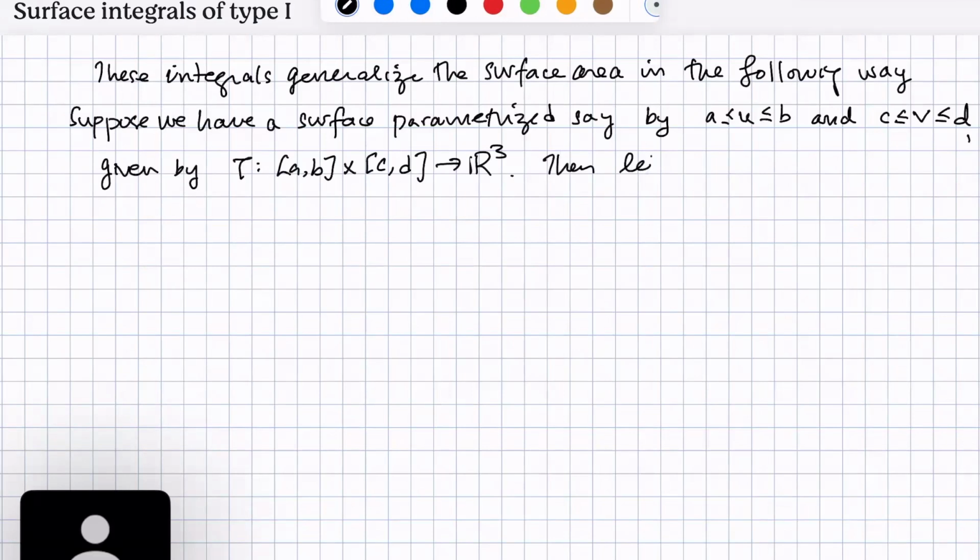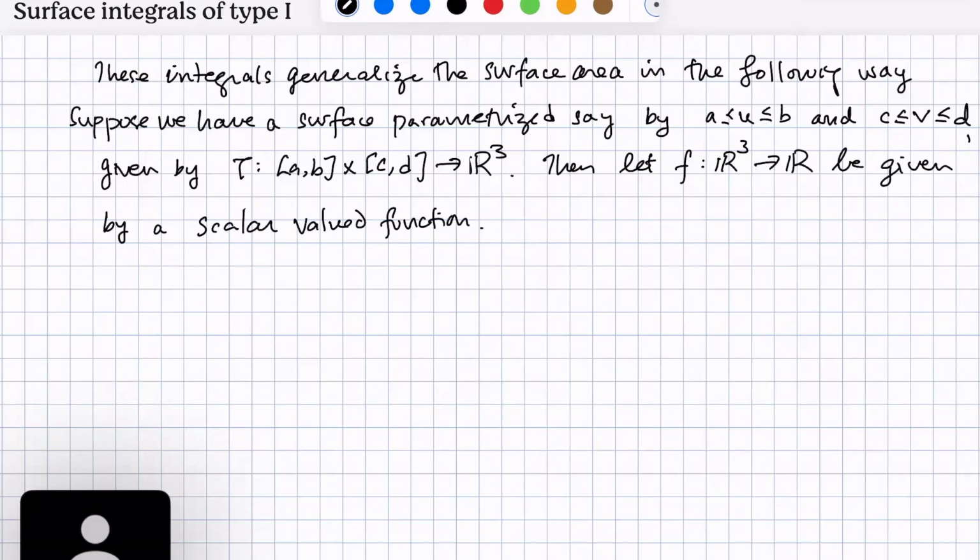Then let f be a function from, say, R2 to R, or maybe R3 to R, be given by a scalar valued function. So now the idea is to compute the double integral over this region. Let's call it the integral over S of f dS.